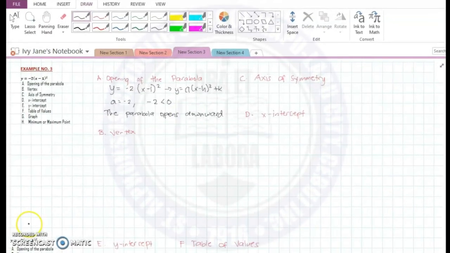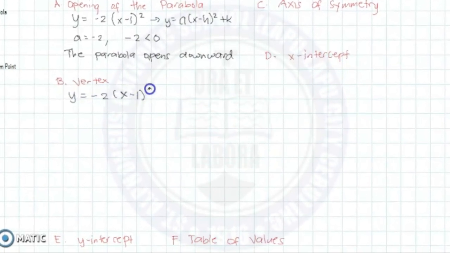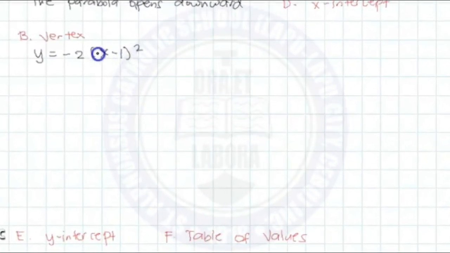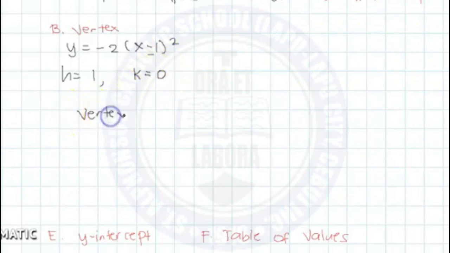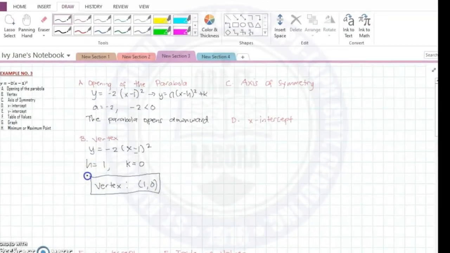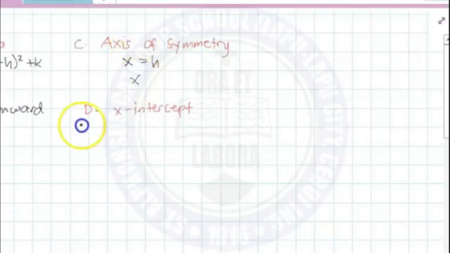For our vertex, it is easier for us, class, to identify the vertex because the given quadratic function is already in the vertex form. Therefore, we'll just identify the h, and the h here is 1, while our k is 0. Why 0? Because there's no plus here, so meaning there's nothing. So if there's nothing, the answer is 0. So our vertex is 1, 0. And I want you to put that inside the box. Next, for our axis of symmetry, it's very easy for us because it is just equal to h, and our h is 1. Therefore, our axis of symmetry is 1.